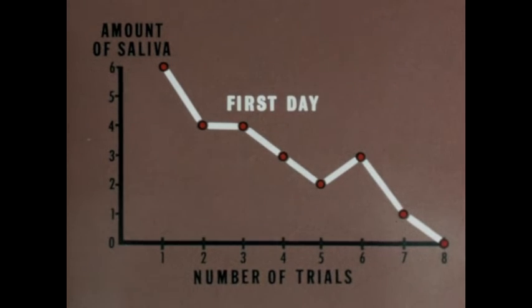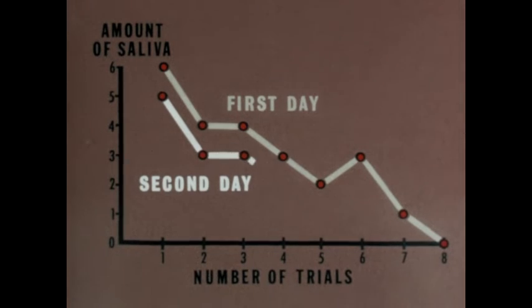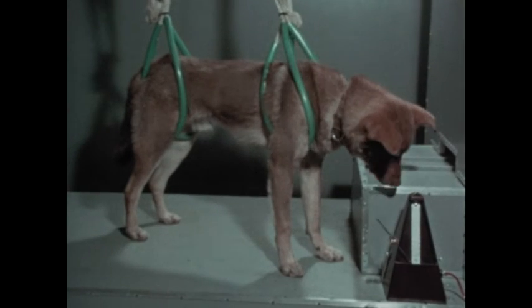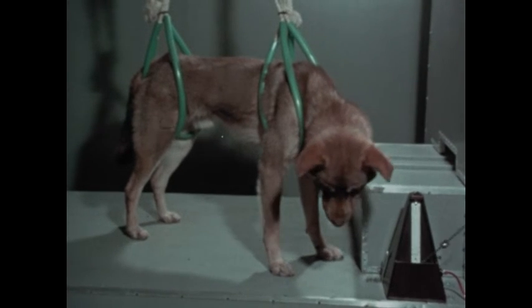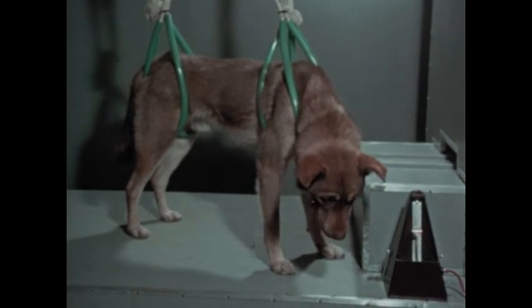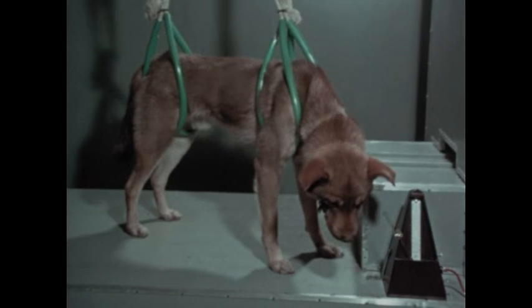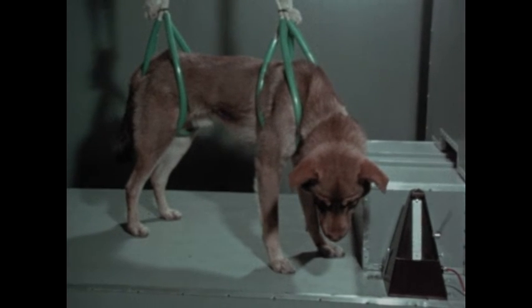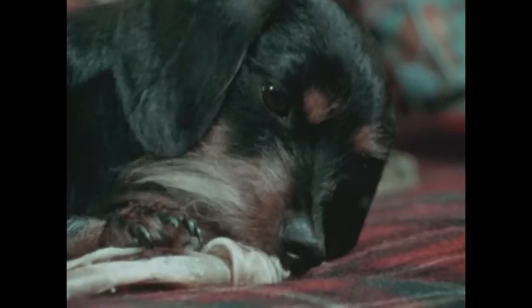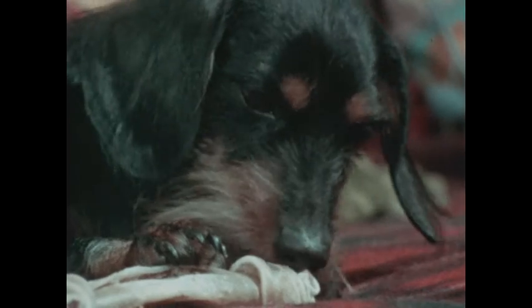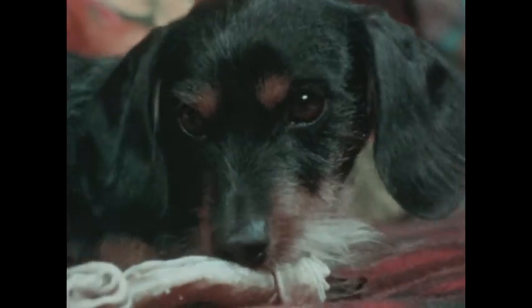But actually, the conditioning hasn't been removed as yet. On the following day, some saliva is produced on the first few trials. Finally, after several days of repeated trials without food, the conditioned response has disappeared entirely. By means of experiments like these, under controlled conditions in a laboratory, we've learned a great deal about why animals behave as they do in everyday life.